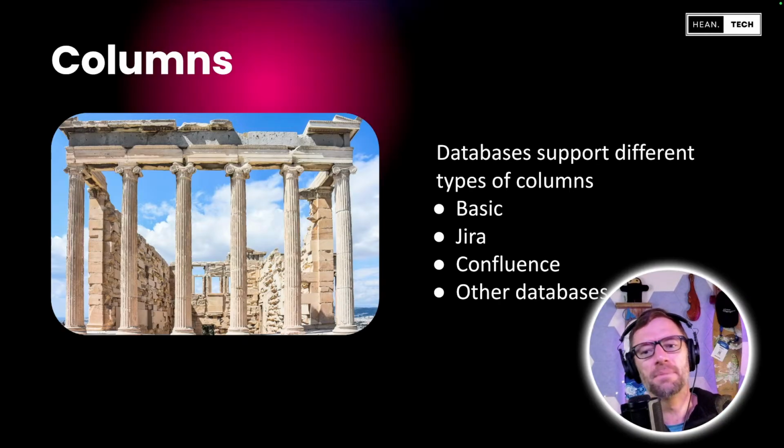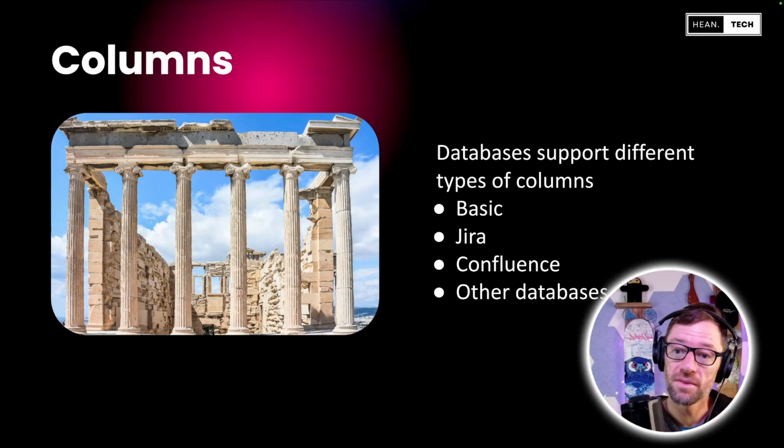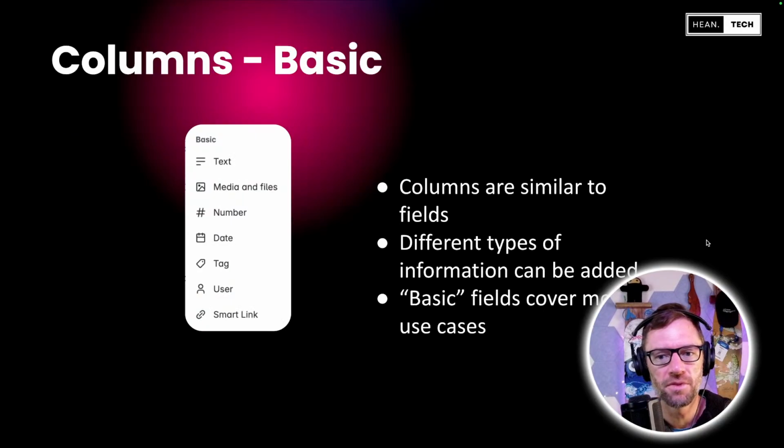There's 4 major types of columns. We have a basic column, and we'll talk about each of these. We have Jira and Confluence columns, and then we have info from other databases. So when I build out a database, I want to consider what should go in it, and that helps me figure out what types of columns I need.